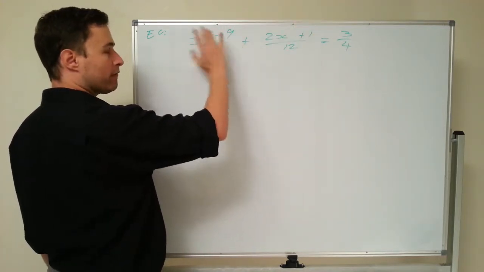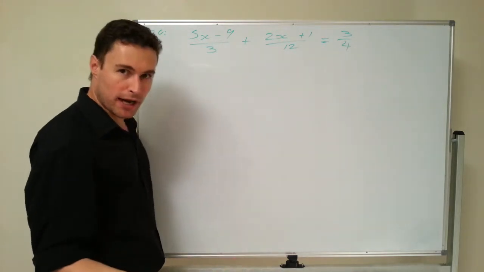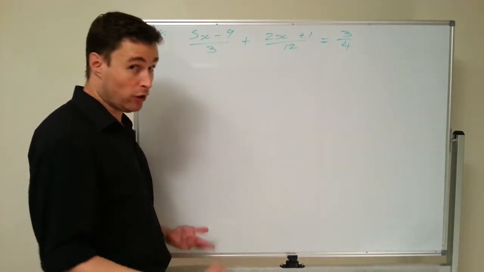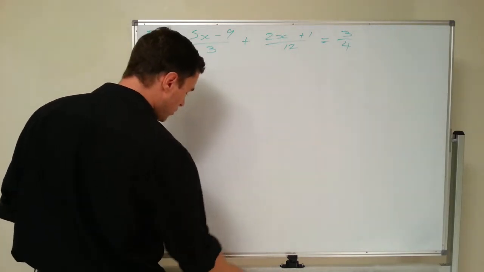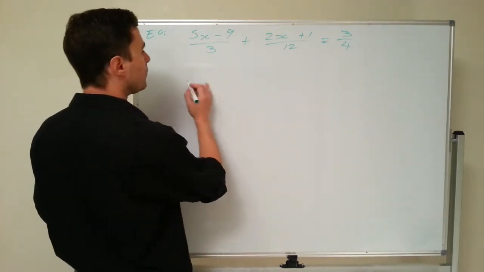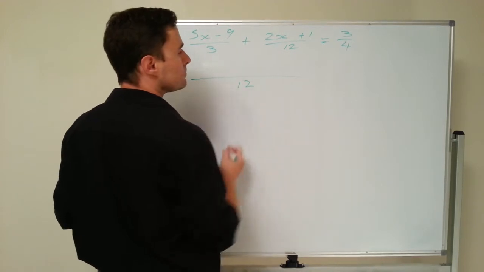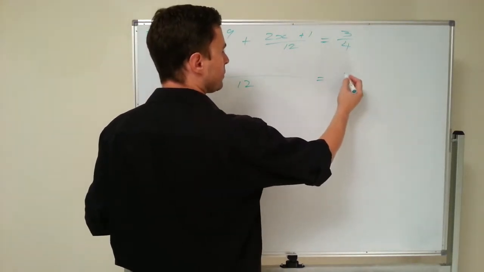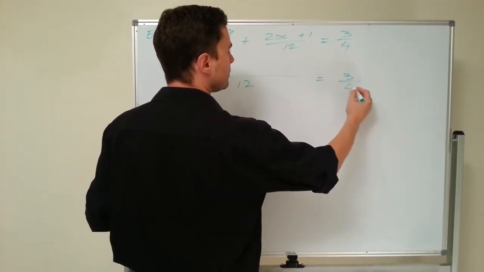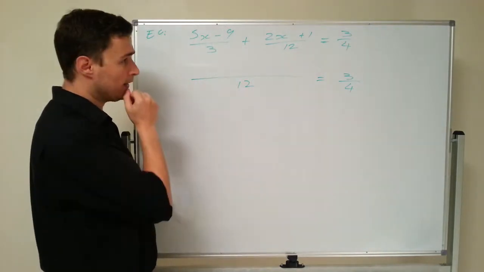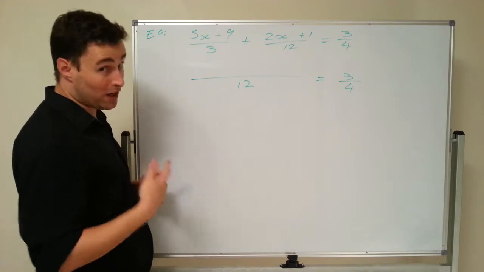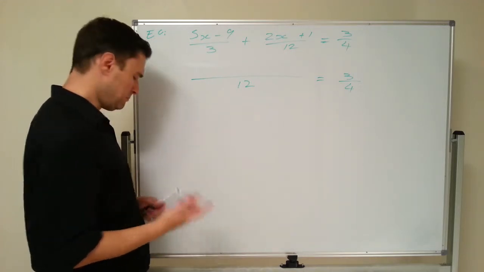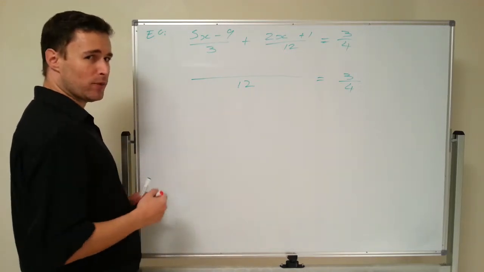So the first thing I have to do when I add fractions is find the lowest common denominator, just like adding numerical fractions. So my lowest common denominator for 3, 4, and 12 is 12, right? Equals 3/4. You can change that to over 12 if you want to. You don't really have to. It's not vital. You'll see why when I get towards the end.